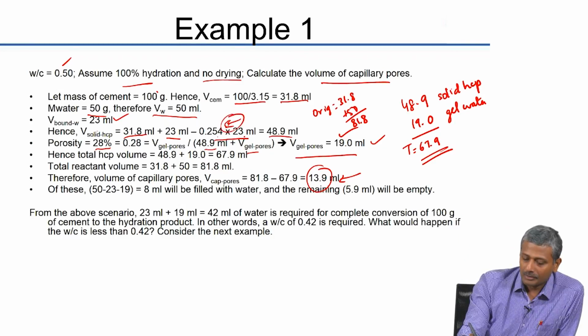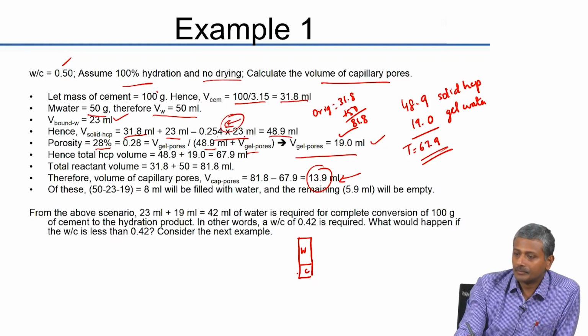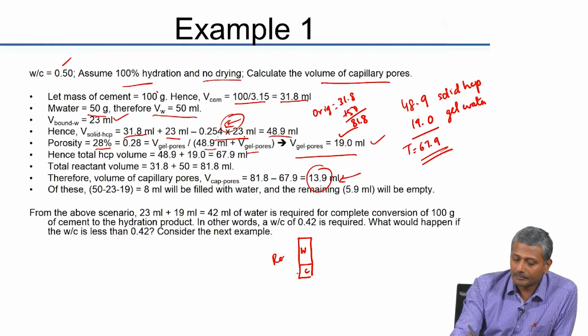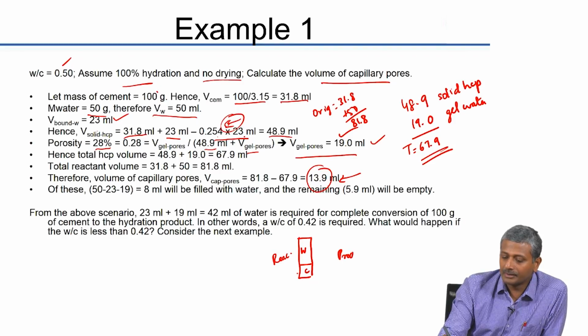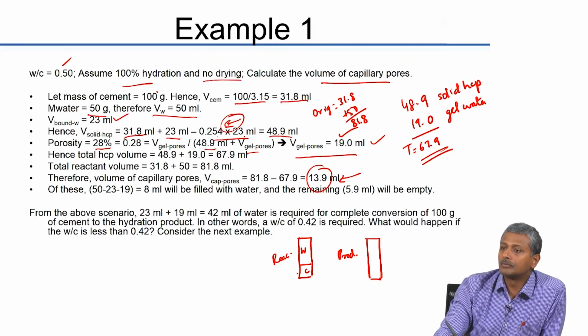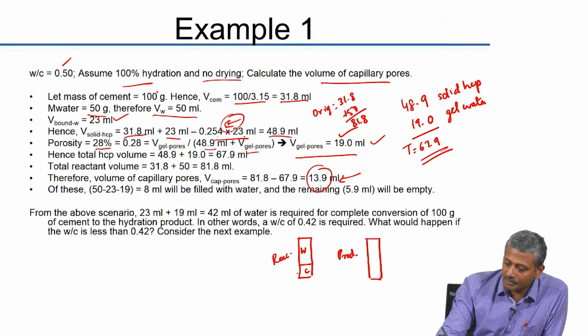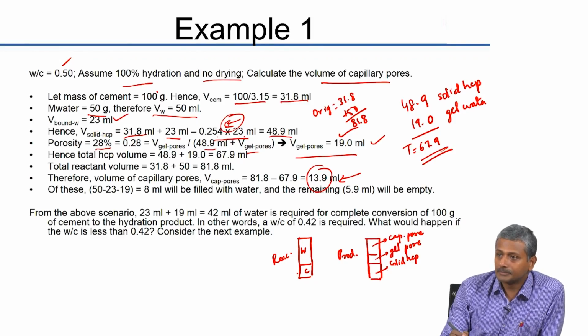that is forming. So let's say you have your system here. It's got some cement and some water. Okay, that's the reactant system. The products are on this side. I have the products here. I have solid HCP, I have gel pore, and I have the capillary.